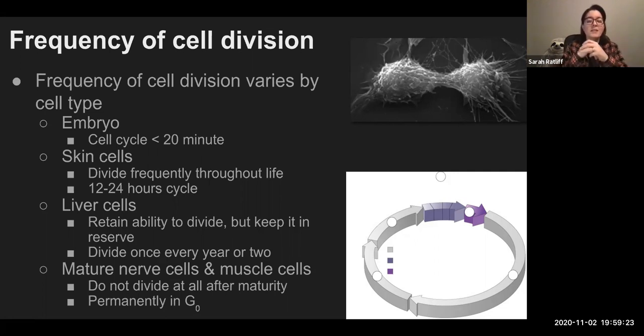G0 is the longest part of interphase. G0 means nothing is happening. Absolutely nothing is happening. It's occurring before that G1 phase. So you see zero, you see nothing. That cell is just chilling, living its life. Nerve cells typically do not divide. Once you have them, that's all you get. That's why when people suffer traumatic brain injuries, they can't always recover, because their nerves are not reproducing new cells.